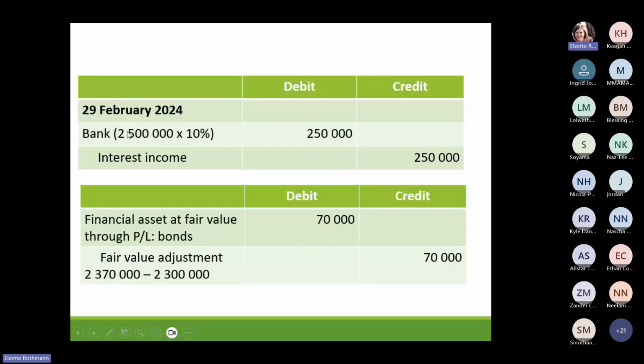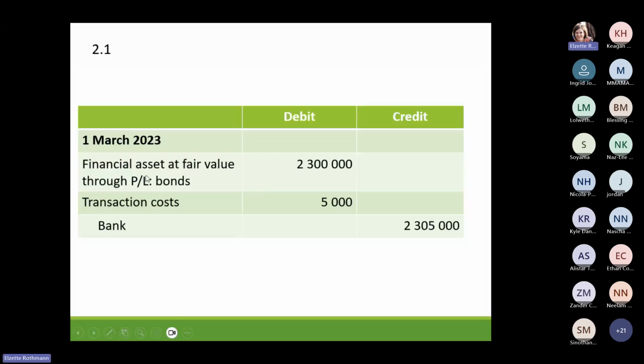Then your interest income will still be calculated on the 2.5 million, but then your fair value adjustment will change. Your value there will be 2,370,000, but then the original value will be 2,305,000. Okay, so your fair value adjustment is going to change, and then also that first journal. In the first journal, you won't have transaction costs separately. This 5,000 will be added to your financial asset at fair value.